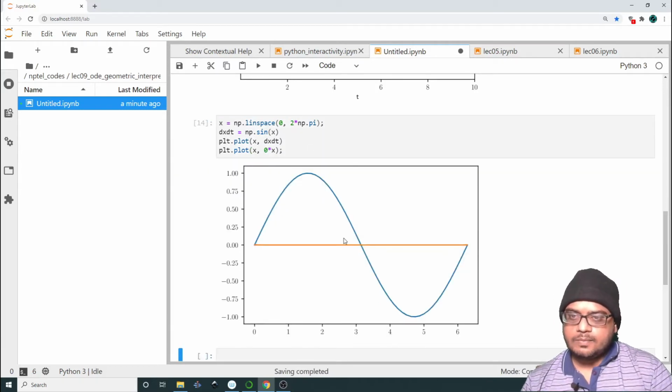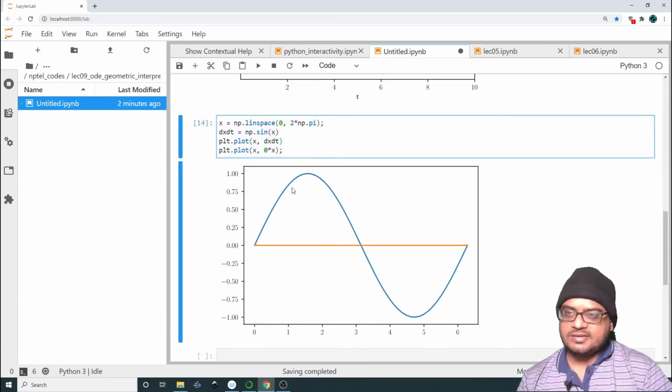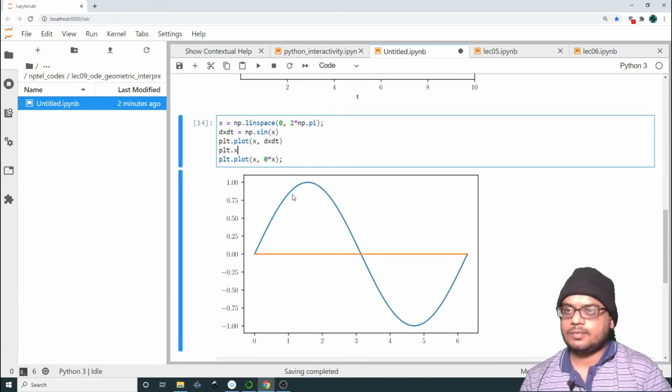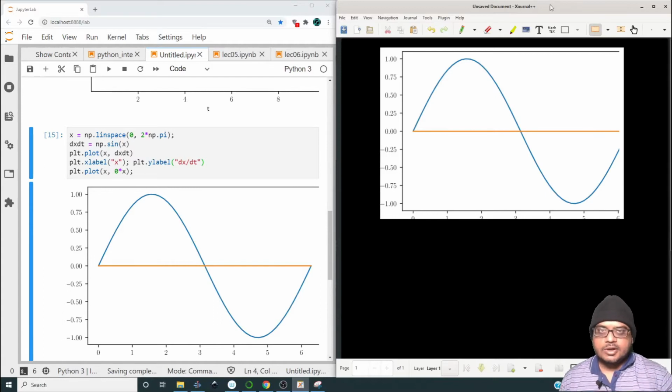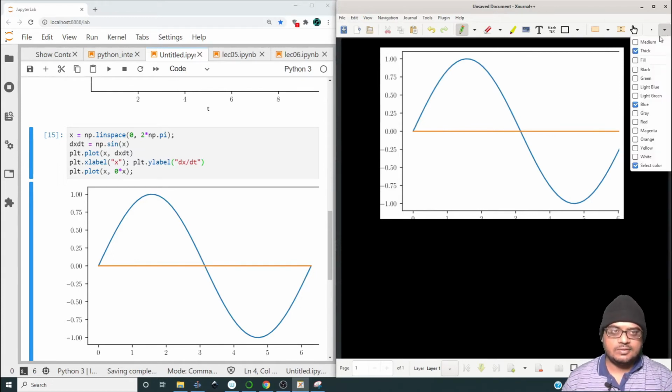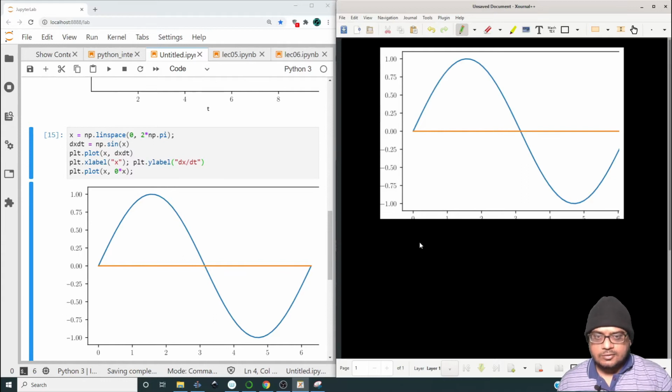All right. So what do we have on the x-axis? We have x, and on the y-axis we have dx/dt. Okay, so I've kept the plot of sin x over here. On the y-axis we have dx/dt, and on the x-axis we have x. So what is dx/dt? dx/dt is like the velocity of x.